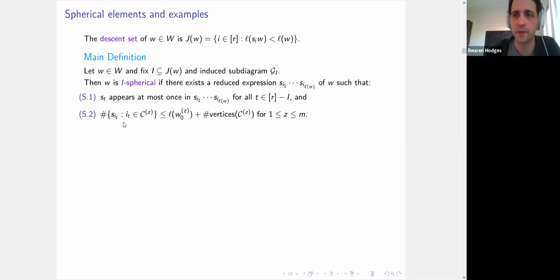So we'll work through a couple of examples here to make this clear, but that's the basic idea: certain simple reflections should appear at most once. Other ones can appear more often, but not too often.